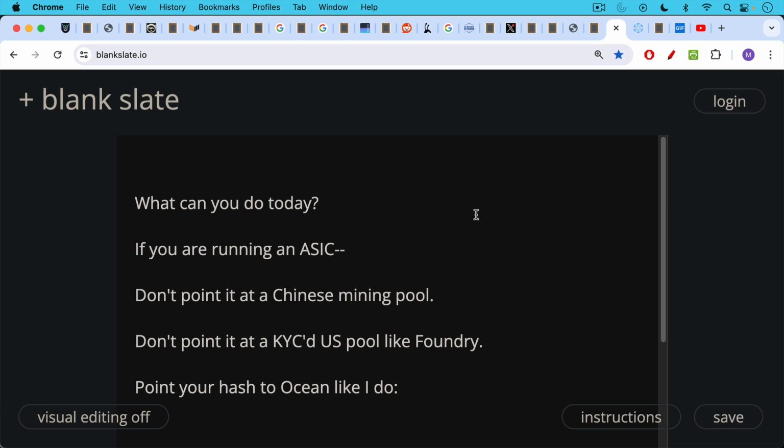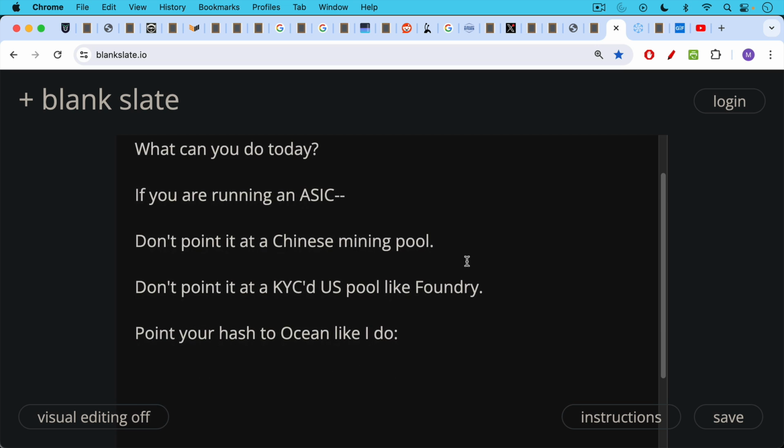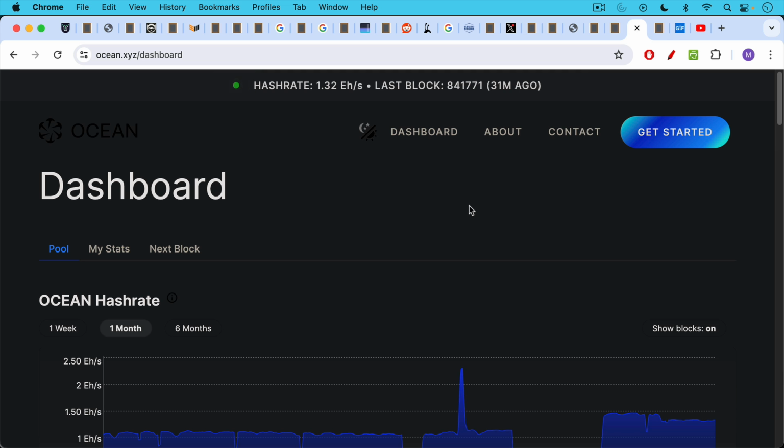So what can you do today to help? For one thing, if you're running an ASIC, do not point it to a Chinese mining pool. Don't point it to any of them because they're basically all controlled by AntPool at this point. Also, don't point it to a KYC'd US pool like Foundry. There's no reason you should have to give up your personal information to do Bitcoin mining. You can point your hash to Ocean as I do. It's completely anonymous. You don't have to give them your name or anything.